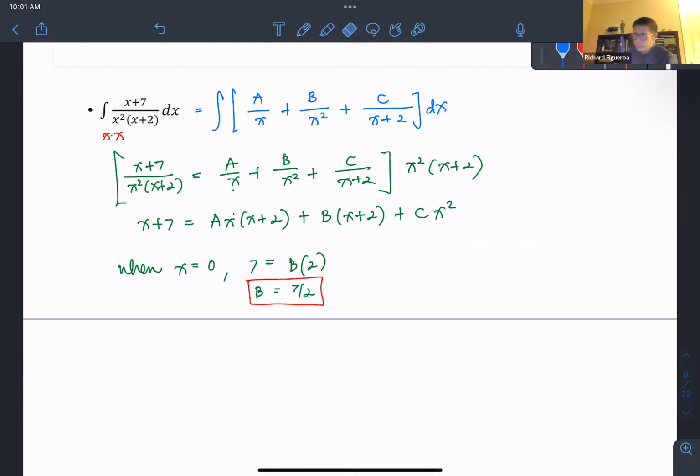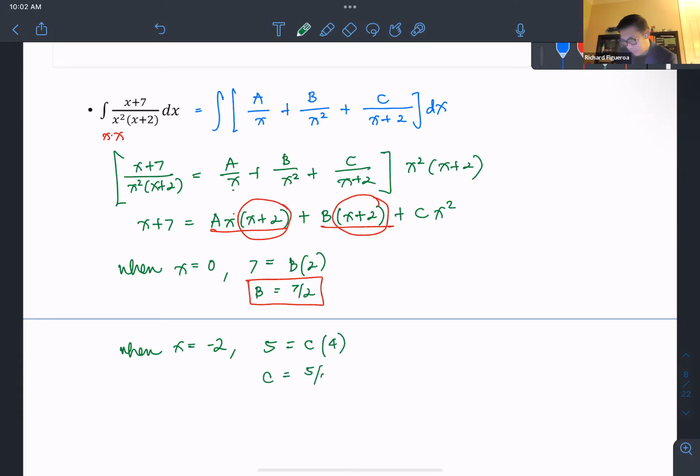And then, we want to get c. So to get c, we have a and b. So what is common? It's x plus 2. So the common factor is x plus 2. So therefore, when x is equal to negative 2, that would make it negative 2 plus 7, that would make it positive 5. So a and b are eliminated. So we just have c, negative 2 squared, that would be positive 4. So therefore, c is 5 all over 4.